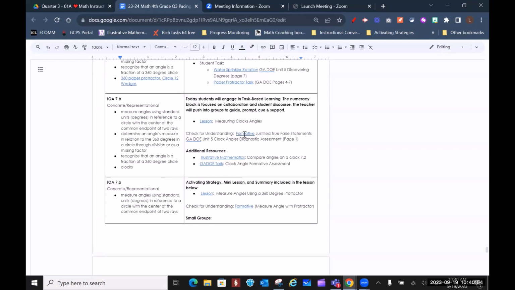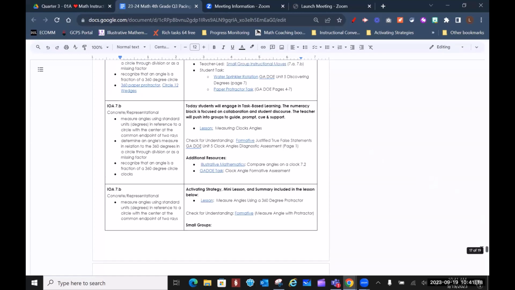We just always like to remind you that when you open a Georgia DOE task on pacing, it is going to open a document with multiple resources. The link provided will land on the first page of the task that corresponds with the page number noted on the pacing guide. So for instance, this one, when I click this link, it should go directly to page 1.